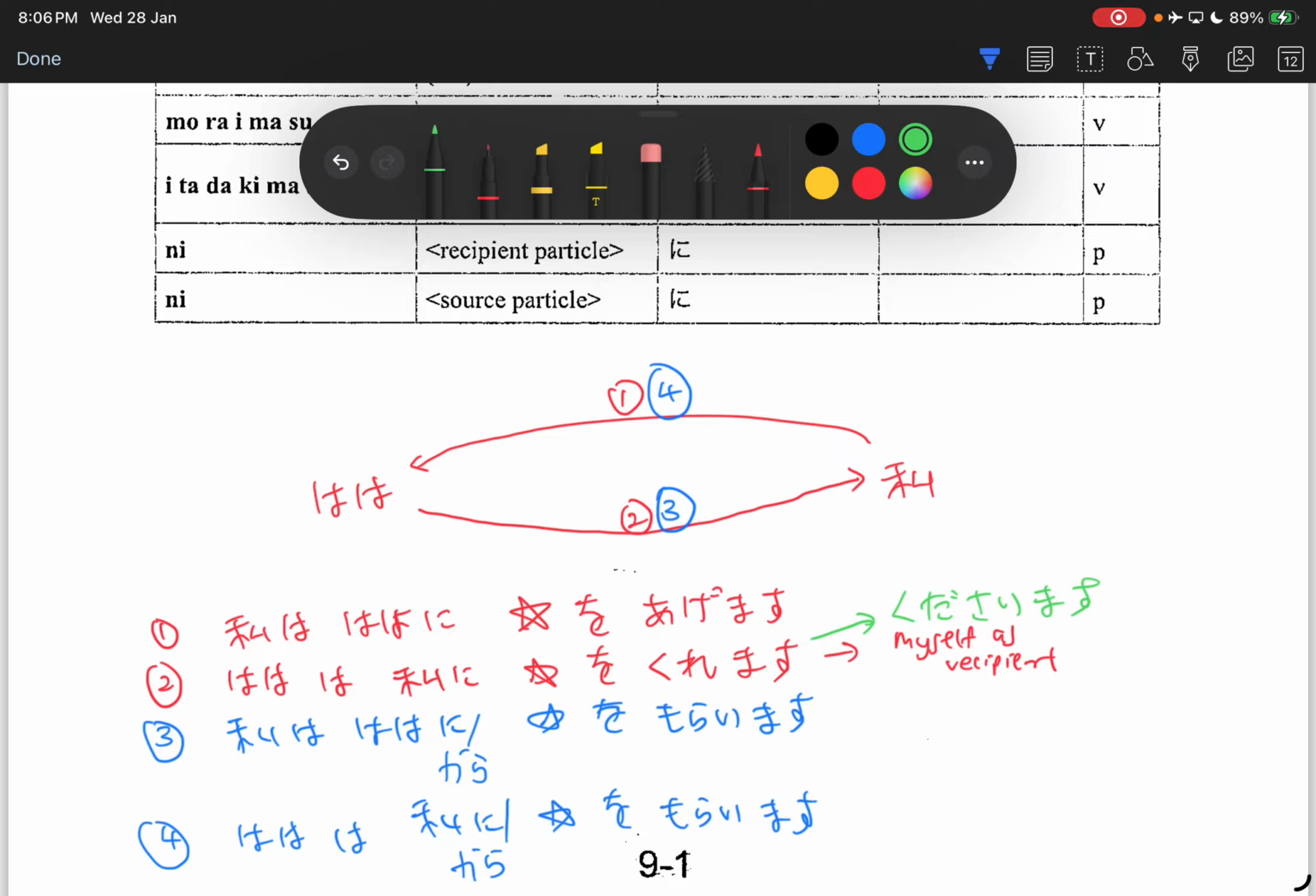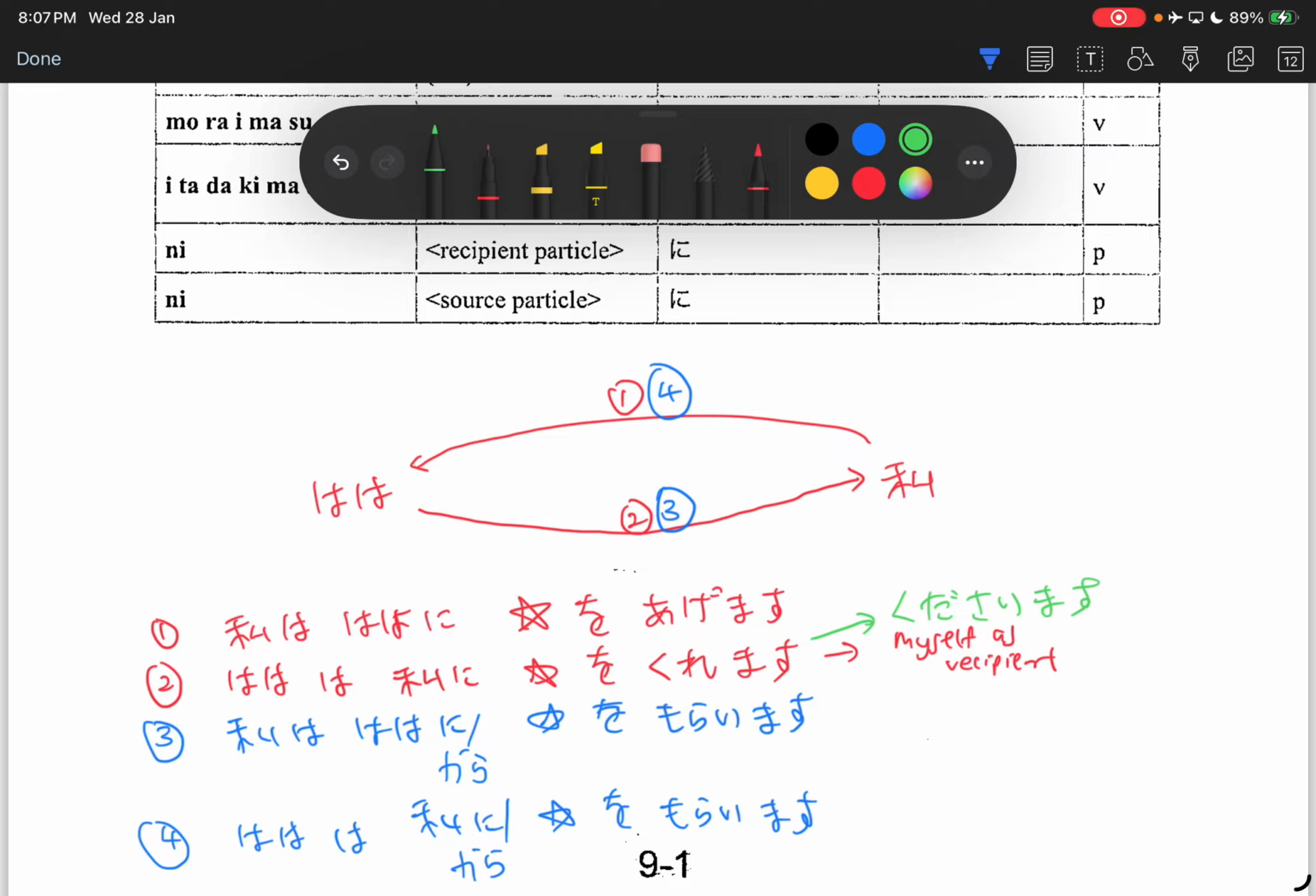Kudasaimasu simply means you receive from higher up. That means someone of higher status gives you something, then you use kudasaimasu. So kudasaimasu is just a substitute for kuremasu. If you are receiving from someone like Lee Hsien Loong or someone very important, Lawrence Wong, Obama, Trump, then you say kudasaimasu.